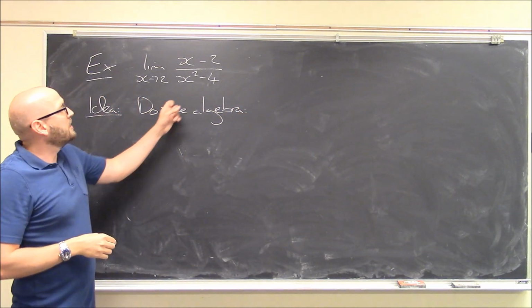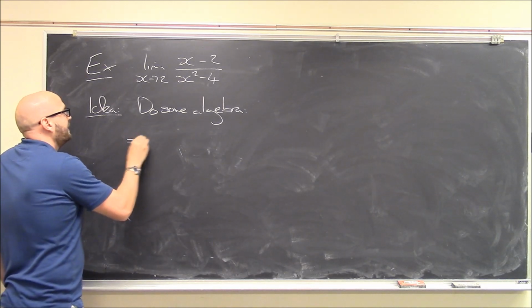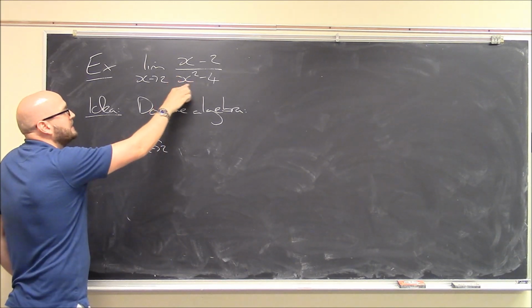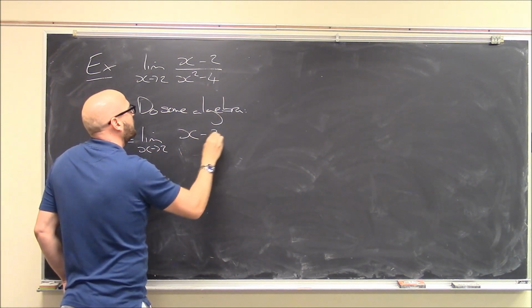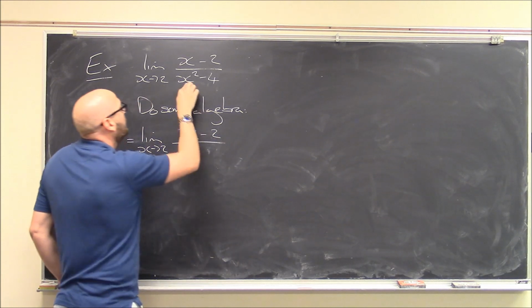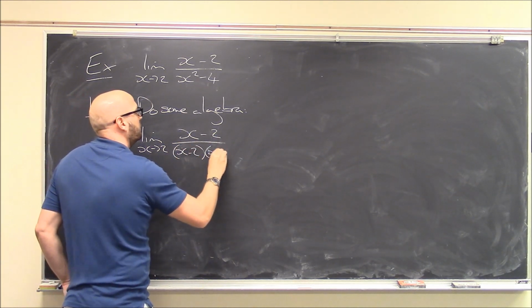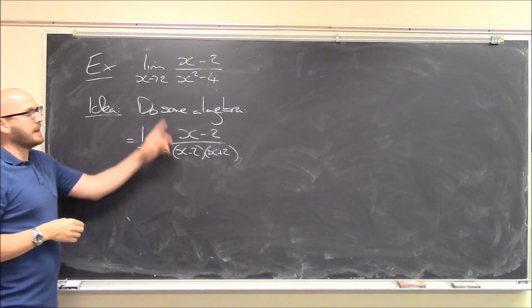Right, let's try and figure out why we're dividing by 0, and maybe we can get rid of it. Notice that the bottom here is a difference of 2 squares. That factors, so I'm going to factor the bottom. This is x minus 2 over x minus 2 times x plus 2. Okay, so same exact function.